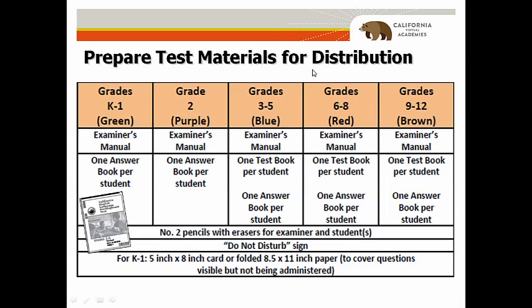So, preparing our test materials for distribution. This just gives you an overview and you can look back depending on your grade level. If you are K1, the K1 have the green color, there's only one answer book per student and that's it. That's just one big book. Same thing with grade 2, one answer book per student. Grades 3 through 5, there's going to be a test booklet and an answer book per student. And middle school and high school the same way. You're going to have a test book and an answer book per student.